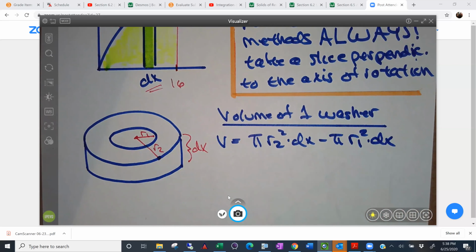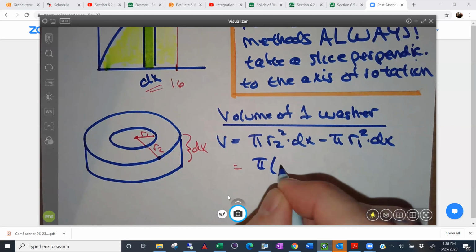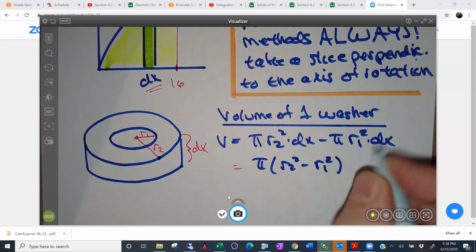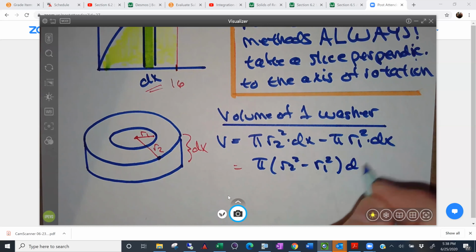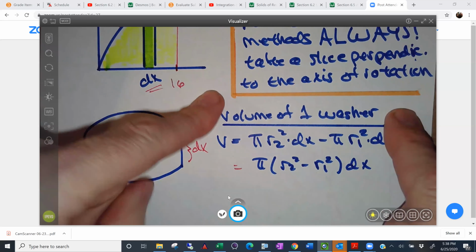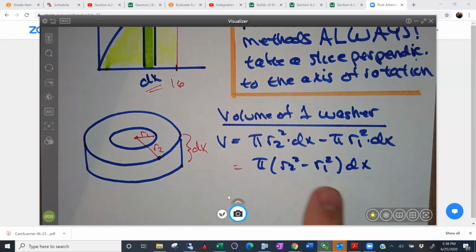So if you notice, there's a lot of common factors here. I'm going to factor the pi out in the front: R2 squared minus R1 squared. I'm going to factor the dx back here. So there you go. That's the formula that you can start out with when you're working with a washer method. Pi times R2 squared minus R1 squared.